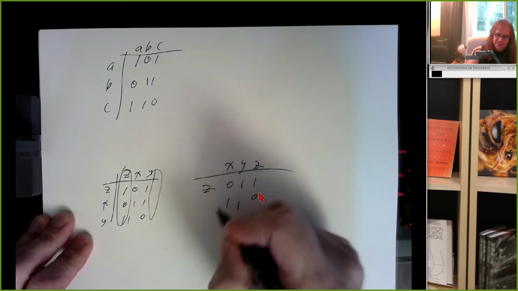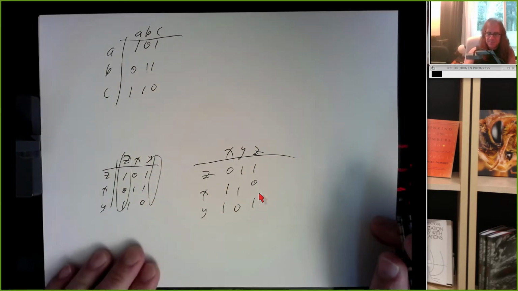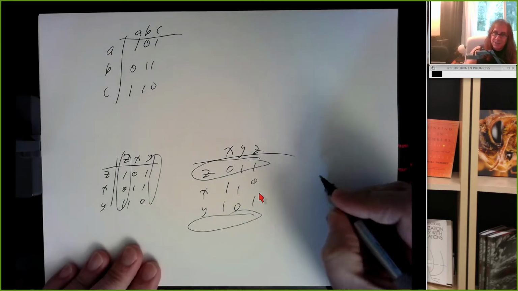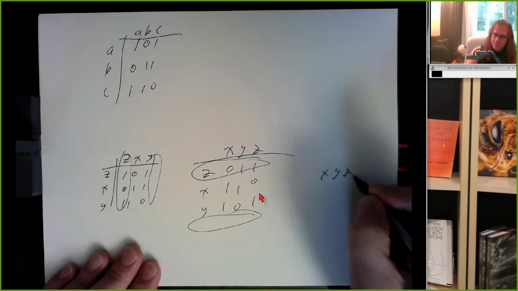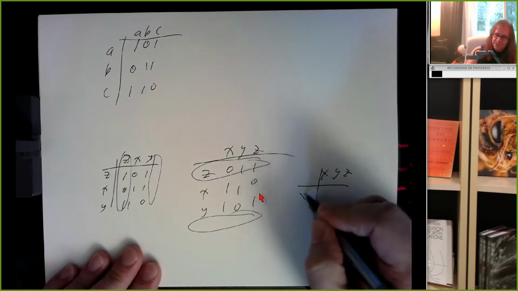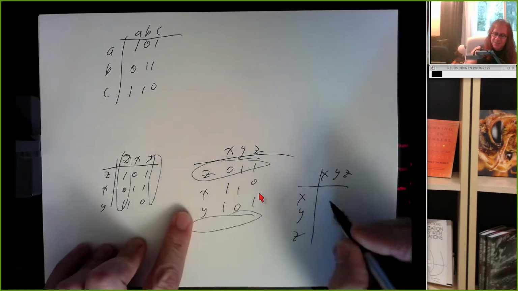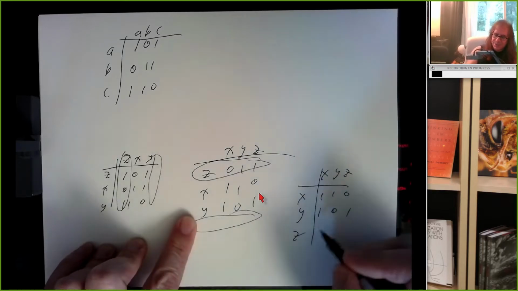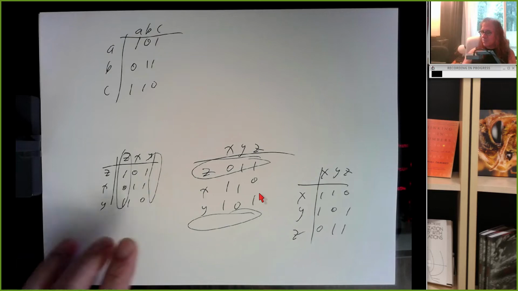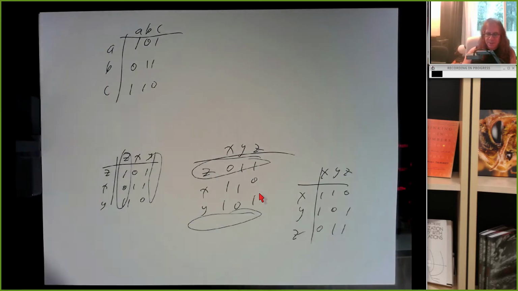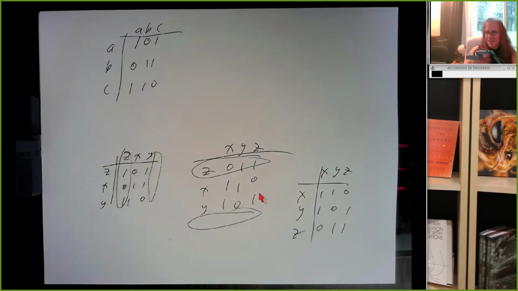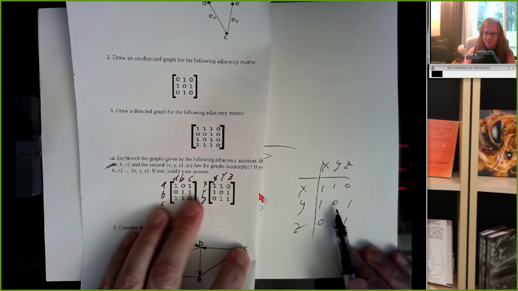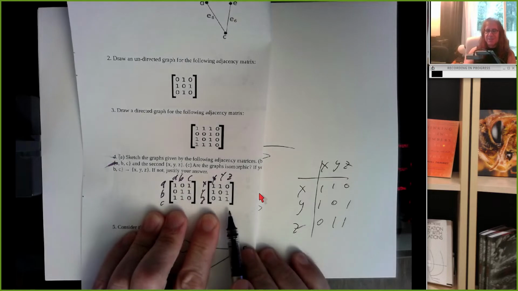And over here I've still got Z, X, Y. And now let me bring this Z down to the bottom here and write this once more, like this, X, Y, Z. So my X row is 1, 1, 0. My Y row is 1, 0, 1. And my Z should be 0, 1, 1. And so this is exactly the same as that. I'm just moving rows and columns around, but guess what? That's the adjacency matrix of the second graph.